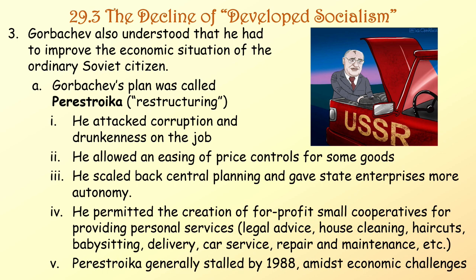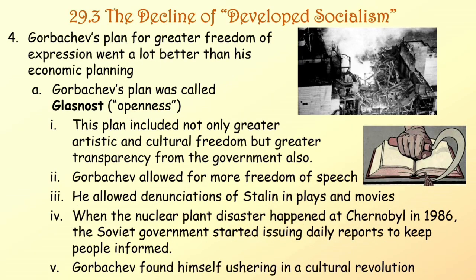But perestroika generally stalled by 1988 amidst economic challenges. Gorbachev's plan for greater freedom of expression went a lot better than his economic planning. Gorbachev's plan was called glasnost, openness. And this plan included not only greater artistic and cultural freedom, but greater transparency from the government also.